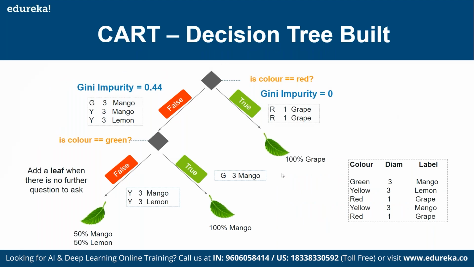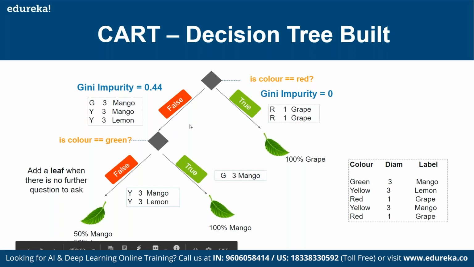Okay, so moving on. This is what happens. First we ask if it's red. If it's red, we know for 100% it's a grape. If it is not red, then this is what we are left with. Gini impurity is 0.44 for this. What do we split here? We test if the color is green. If the color is green, then we have 100% mango, which means it's definitely a mango.